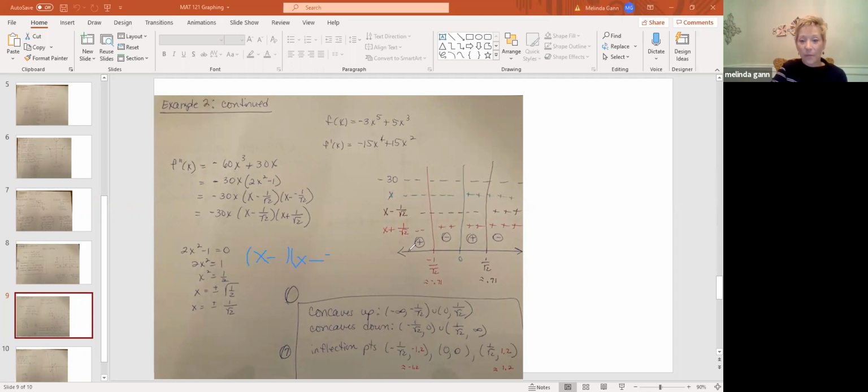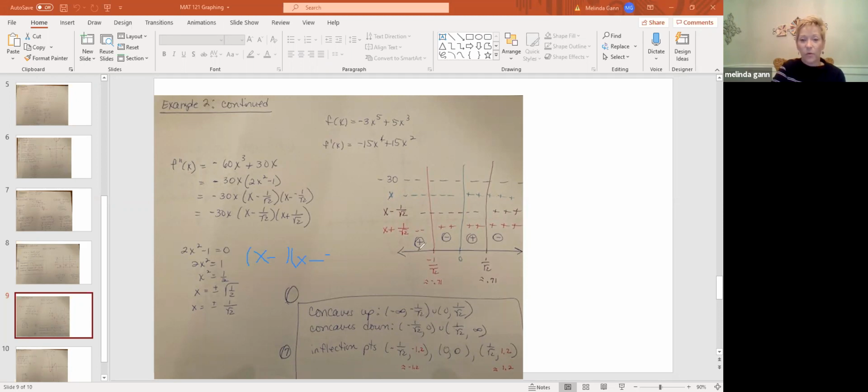So it concaves up from -infinity to that -1 over the square root of 2. It also concaves up between 0 and 1 over the square root of 2. It concaves down between -1 over the square root of 2 and 0. And then it concaves down from 1 over the square root of 2 to infinity. So they have inflection points. The concavity changes here and here and here. So I have 3 inflection points.